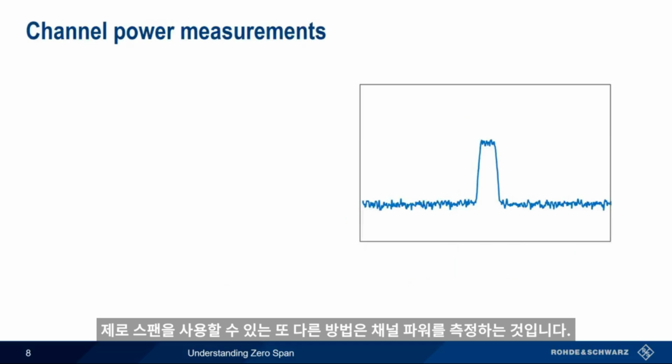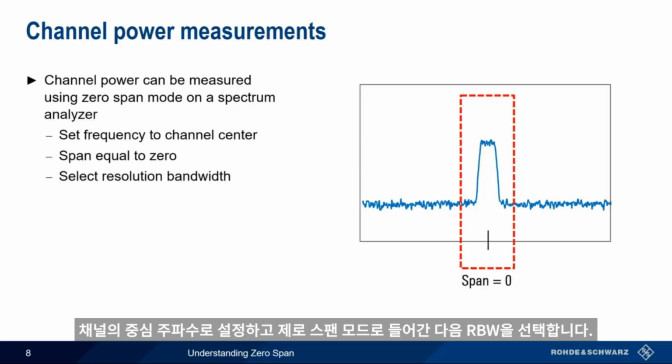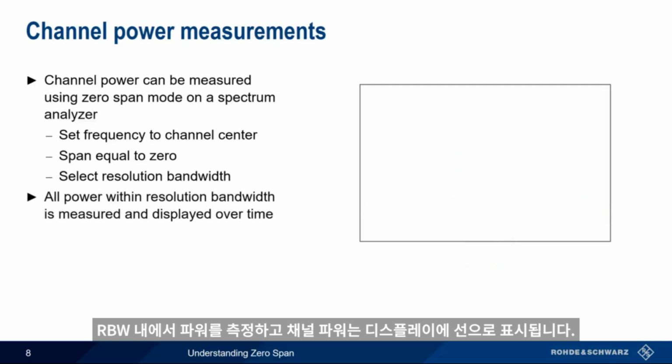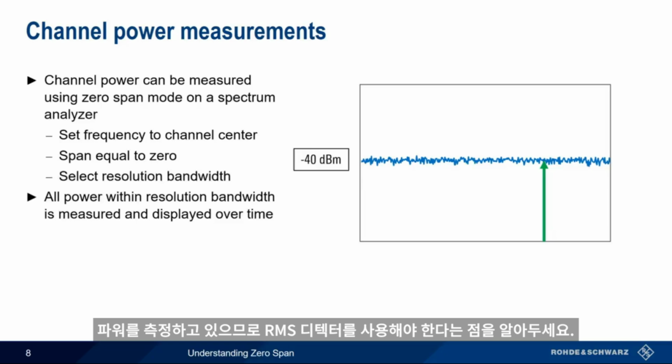Another way we can use zero span is to make channel power measurements. We set the analyzer to the center frequency of the channel, enter zero span mode, and select our resolution bandwidth. The analyzer measures the power within the resolution bandwidth, and channel power is shown as a line on our display. Power can be read off manually, or using a marker. And remember that because we're measuring power, we need to use the RMS detector.